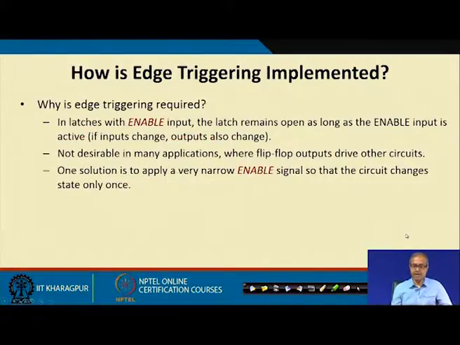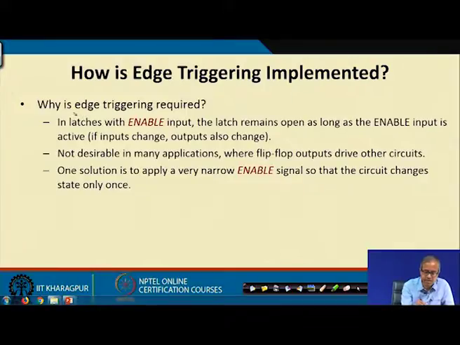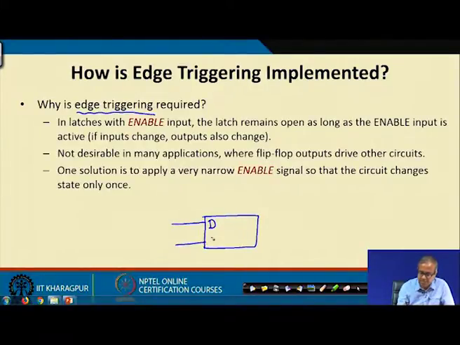Now, let us look at how we can implement edge triggering. But before that, let us see why we need edge triggering. Why do we talk about edge triggered operations? Think of a latch. Let us say I have a D latch, where there is an enable input and there is an output.